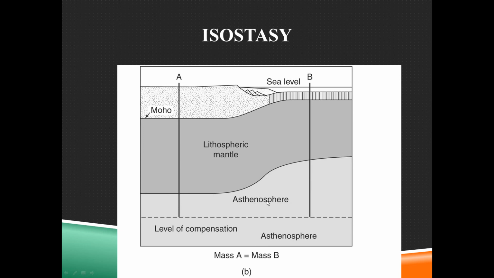Asthenosphere is denser, but then water is less dense. Basalt is denser than continental crust, but the continental crust is higher. So it all averages out, and right here, the mass from this point all the way up to the top of the line, and the mass from here all the way up to the top of this line is identical. So the pressure is the same.